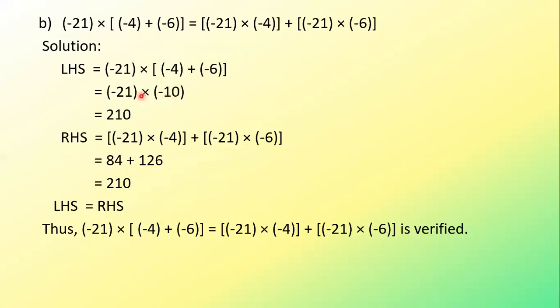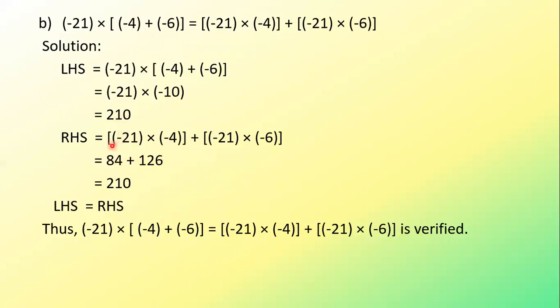Now, minus 21 into minus 10. 21 into 10, we can do the easy multiplication, we just put the 0 of the 10 after 21, which gives 210. Now, what will be the sign of the answer? Minus 21 is negative, minus 10 is negative. Both the numbers are negative. Negative into negative will give the answer positive, right? Our answer is 210 positive.